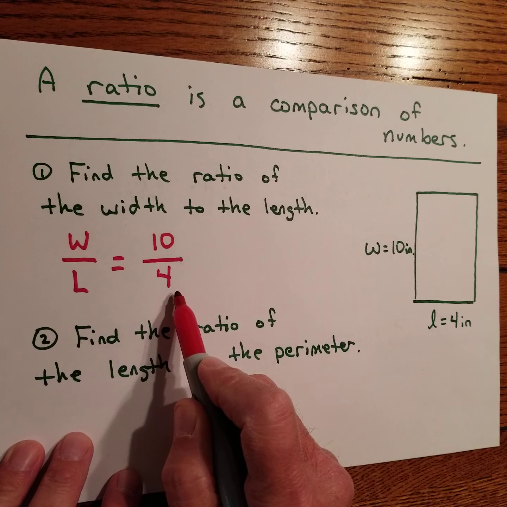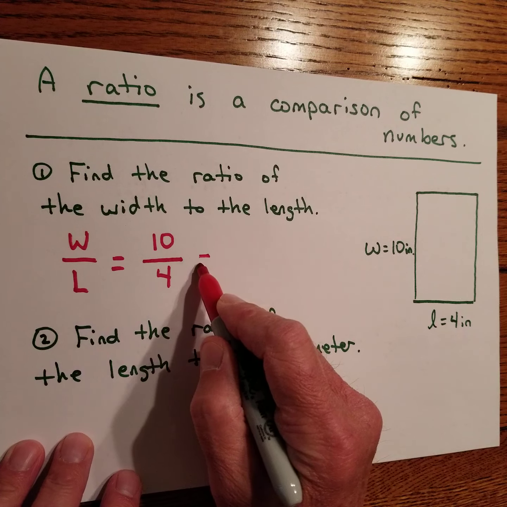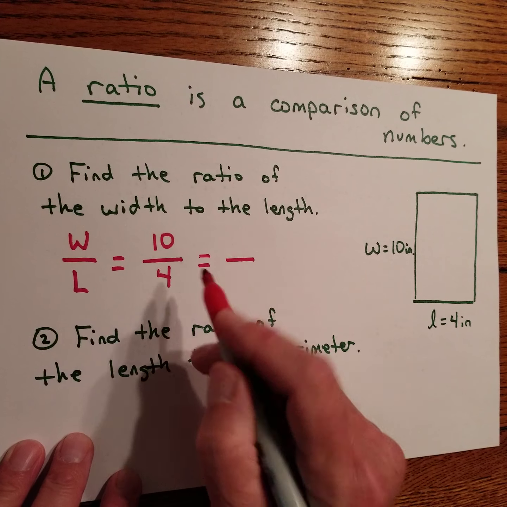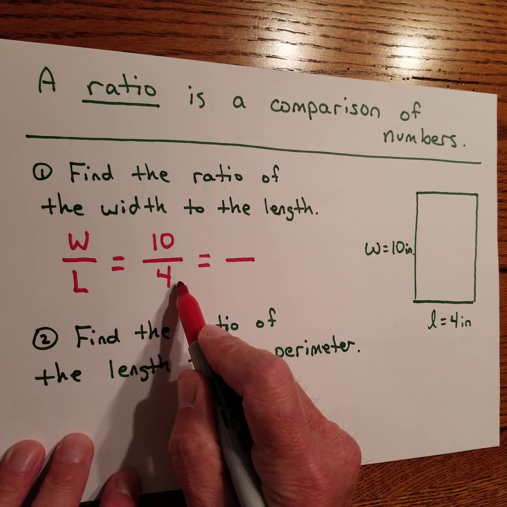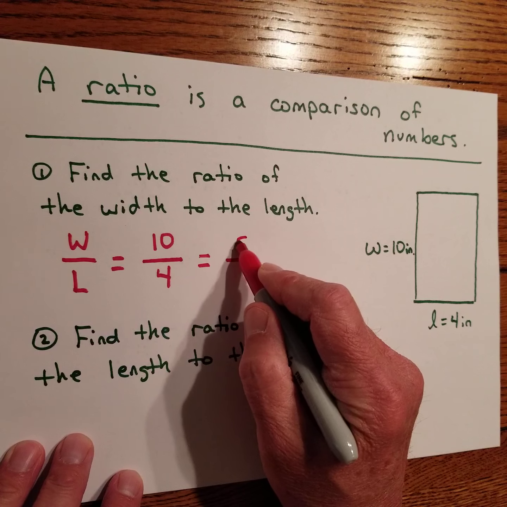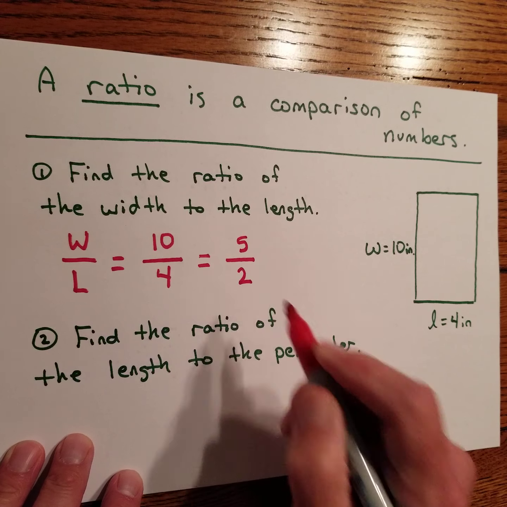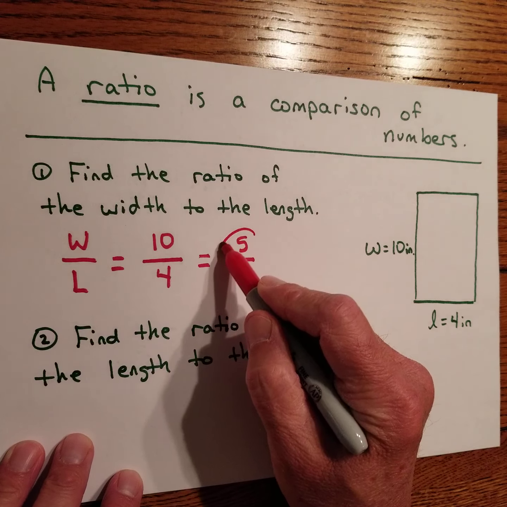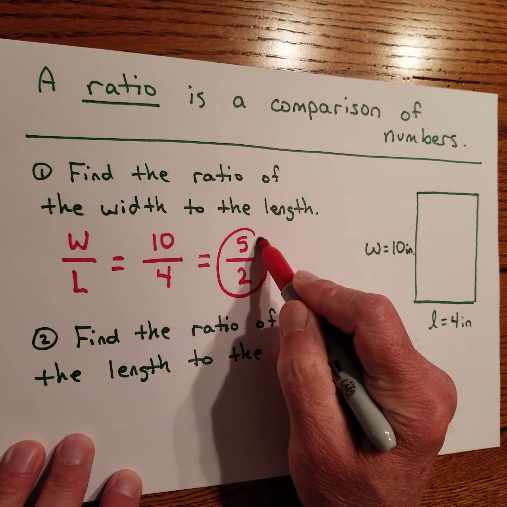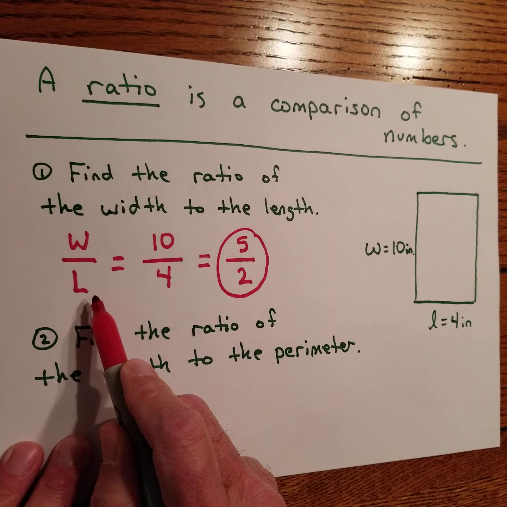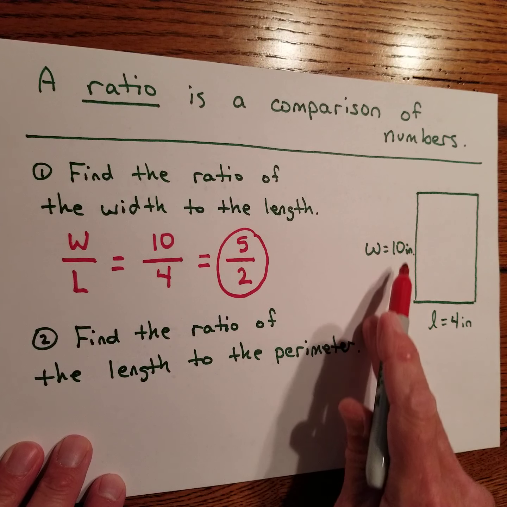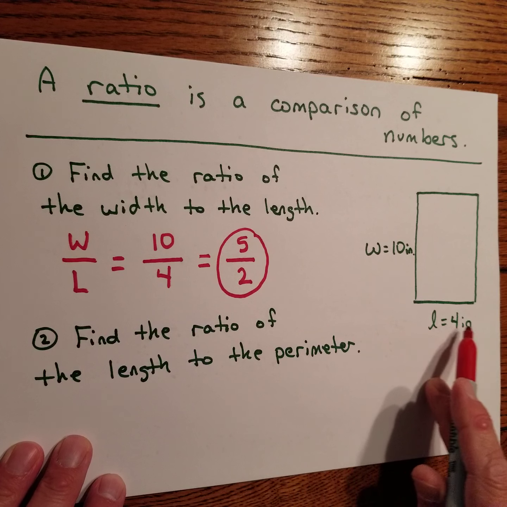But as a fraction, that reduces, and we always reduce our fractions. So take the top and the bottom and divide them both by 2. Divide by 2, divide by 2. There's my final answer. When I compare the width to the length, for every 5 inches in the width, there are 2 inches in the length.